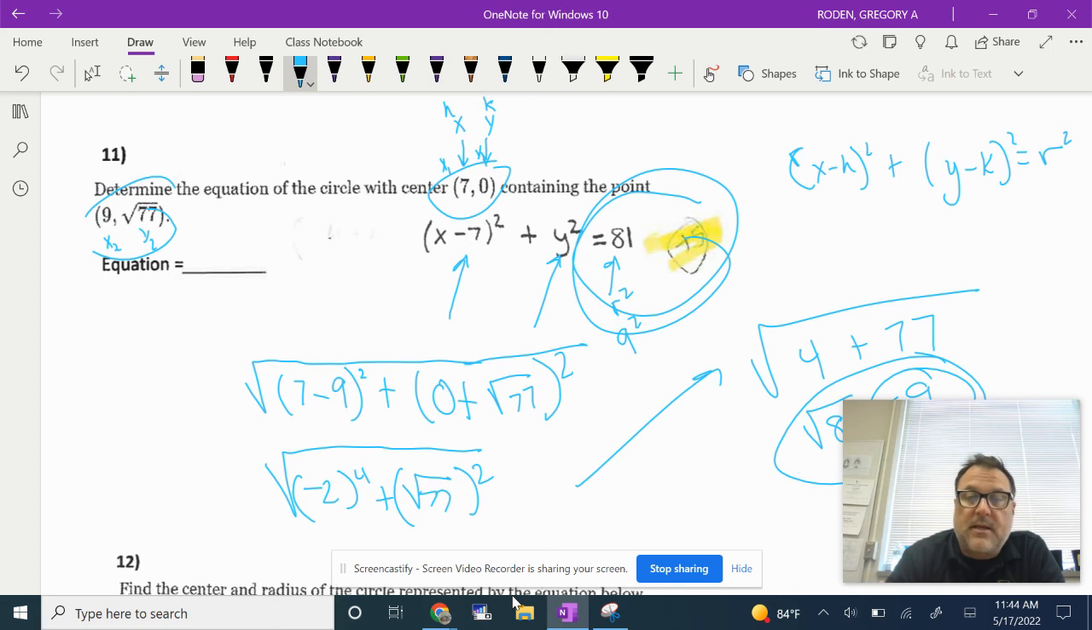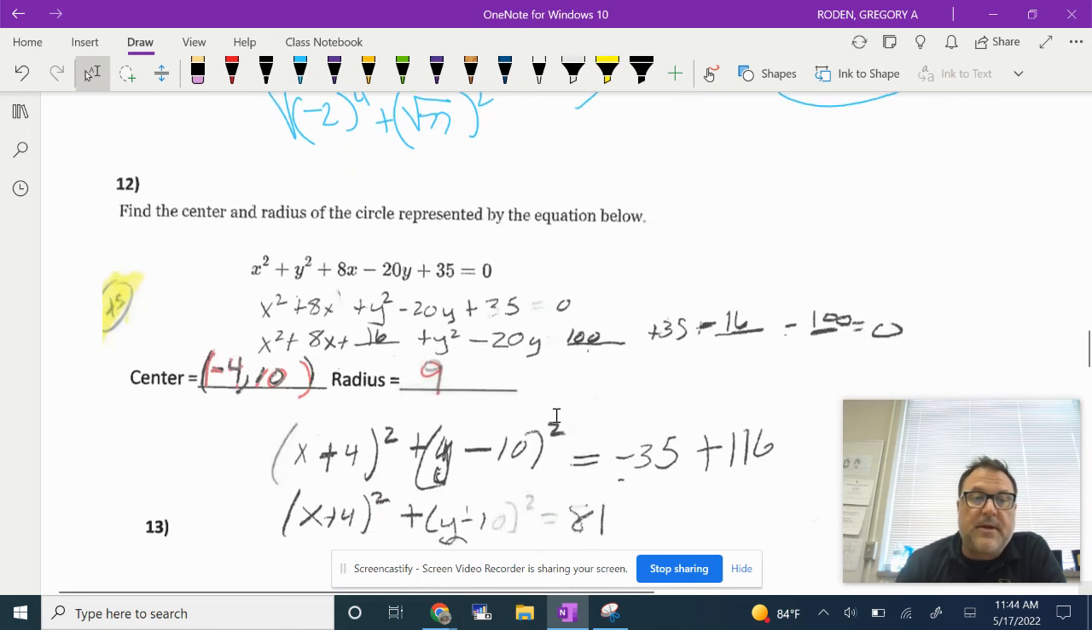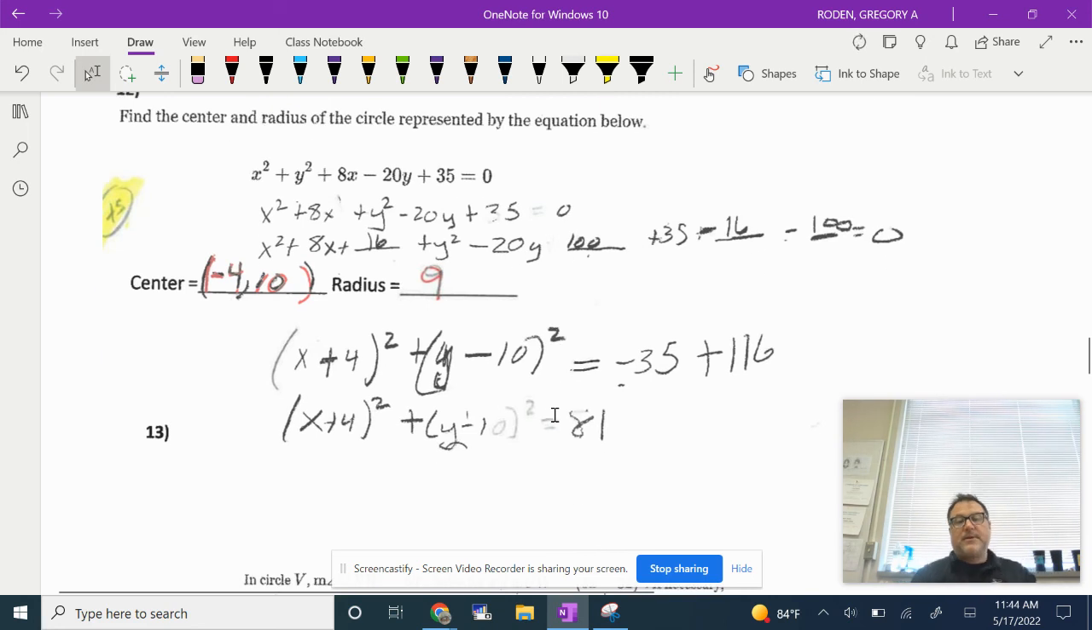Okay, so that's the key to that problem right there, the distance formula, to get that equation. All right, next problem. This one was the one that got a lot of kids. So let me just go over my work here.